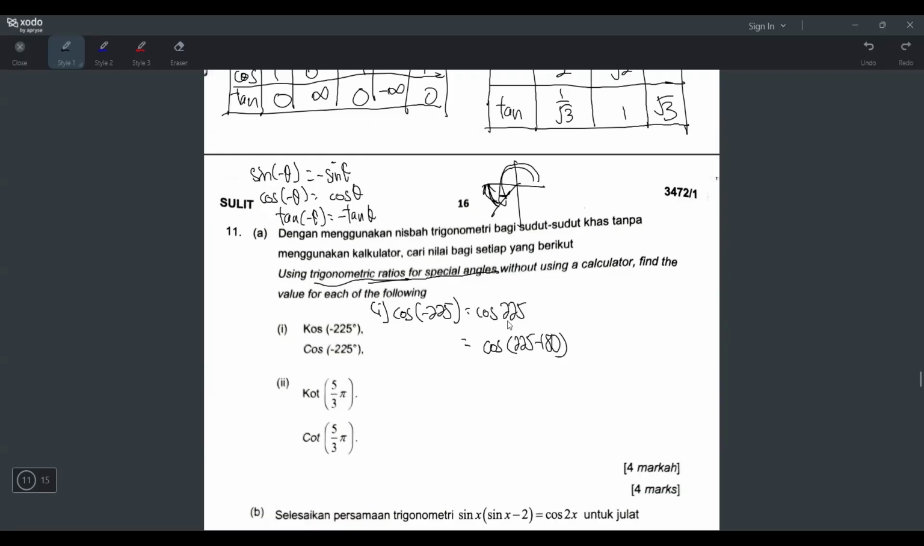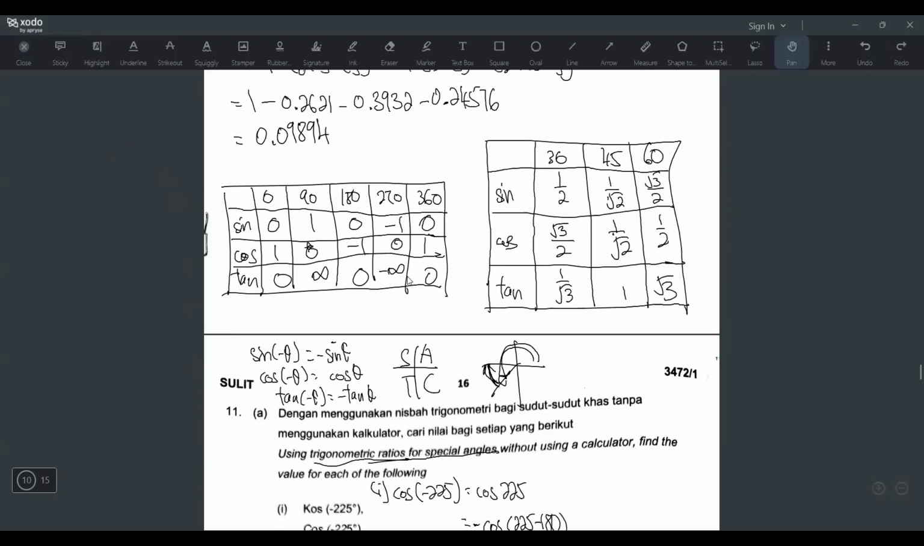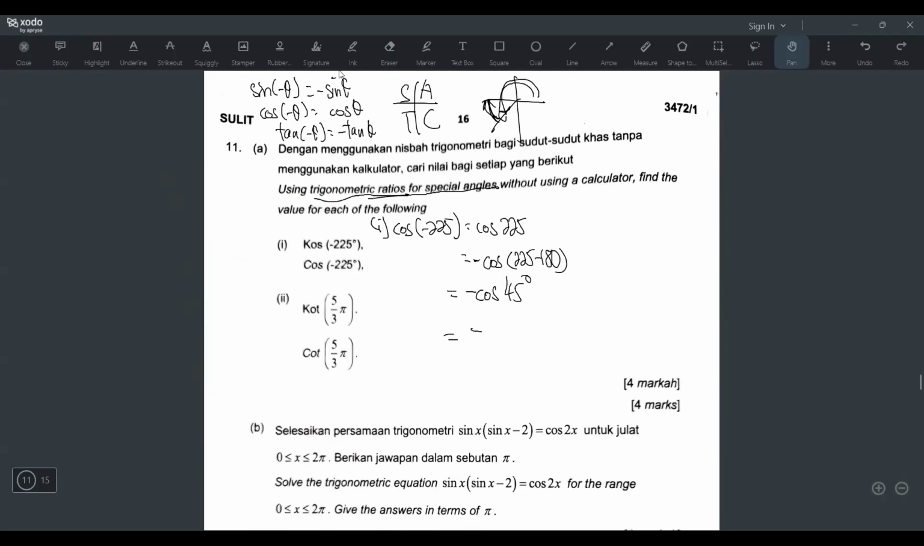But wait, you have to check which quadrant is positive. So, add sugar to coffee. Third quadrant only tangent positive. So here you have to put negative. So now it becomes negative cos 45. And what is cos 45? It's here, 1 over root 2. So that's the answer. All right, so this is what it means when they say no calculator. You use the table. Okay, done. Let's do number 2.